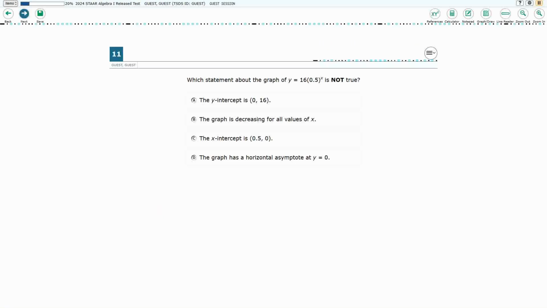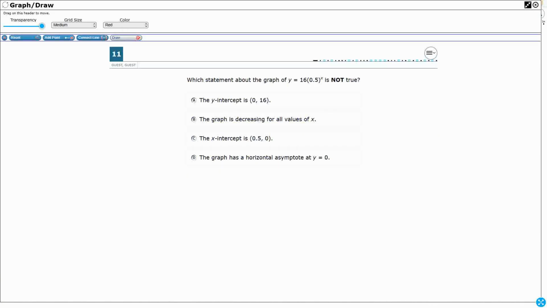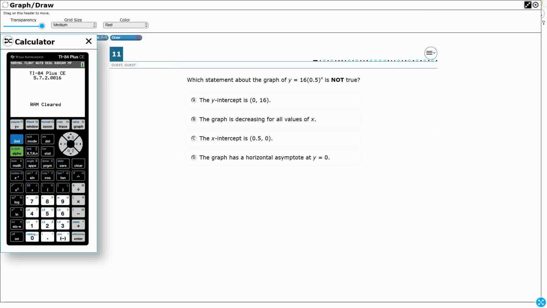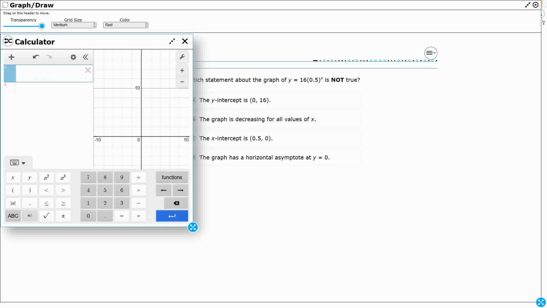So next we are graphing exponential functions. This is A.9D. And we need to look at a graph and say which statement is not true. All right, well then let's graph. We could do it on either calculator. I always find this to be just a little bit easier to use on this. So let's plug this in.